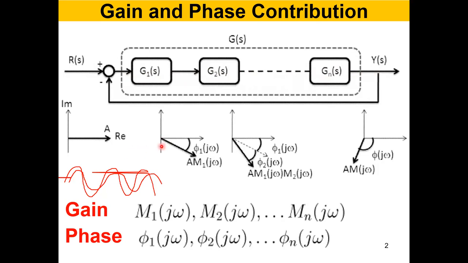So if there are many blocks like this, eventually you can see a big phase change, the total phase change phi j omega for that particular frequency. And also AM, this M is the total magnitude change as this particular frequency passes from here to here. So if I want to write the total gain, amplification or attenuation, I need to multiply M1, M2, up to Mn, the total magnitudes. And the phases, I need to add them together, all the phase changes.